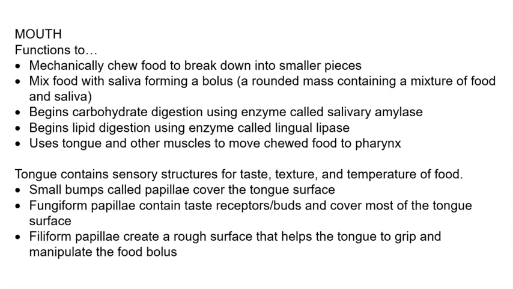We see that the mouth also functions to mix food with saliva, forming a rounded mass that's referred to as a bolus. The mouth also begins chemical digestion using several enzymes. We see that carbohydrate digestion begins using an enzyme called salivary amylase, which is secreted by the salivary glands. We also see that lipid digestion begins using an enzyme that's called lingual lipase.